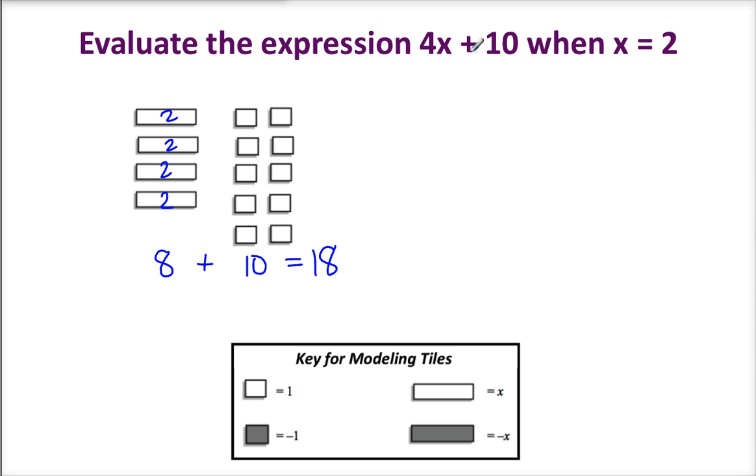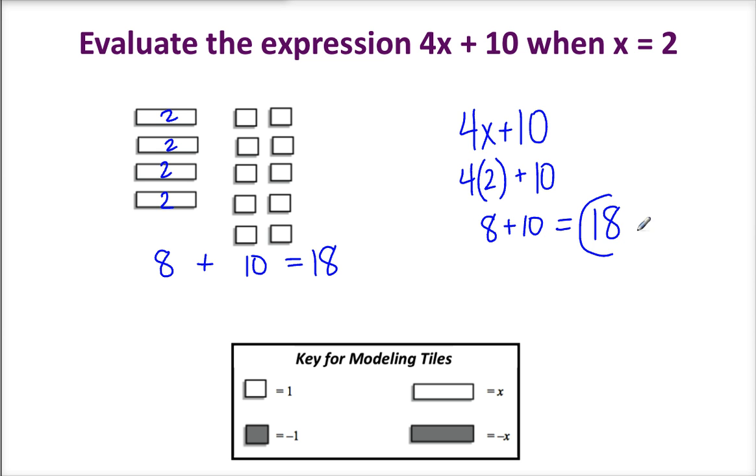So let's see what that looks like with the expression without the tiles. So I have 4x plus 10, and when x equals 2, I want to replace or substitute the x with a 2. I'm going to use parentheses just so I can keep my signs straight. Okay, now we calculate the resulting value. What's 4 times 2? 4 times 2 is 8. So that's where the 8 comes from, and then we still have plus 10. 8 plus 10 is 18. So there we have it. To evaluate the expression 4x plus 10 when x equals 2, we get 18.